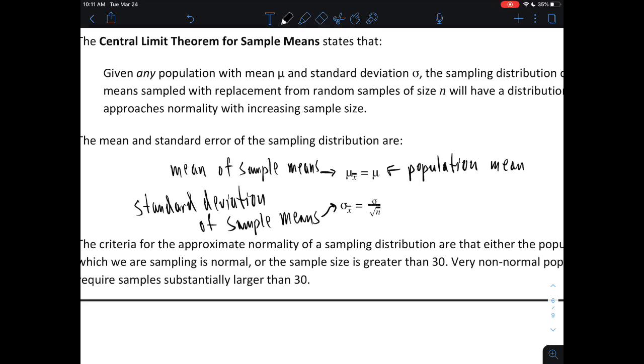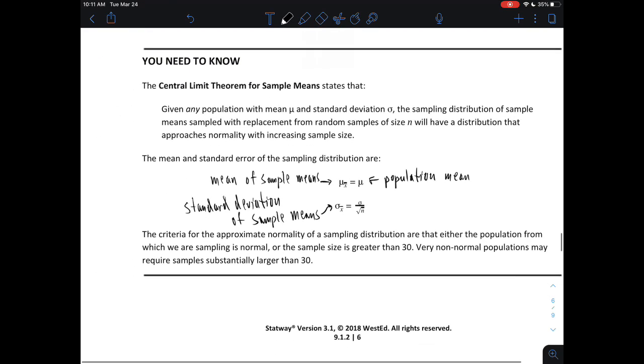And that's equal to sigma divided by the square root of n. Remember that sigma is the population standard deviation, and n stands for sample size. So random samples of size n, standard deviation for the population sigma, and mean mu.